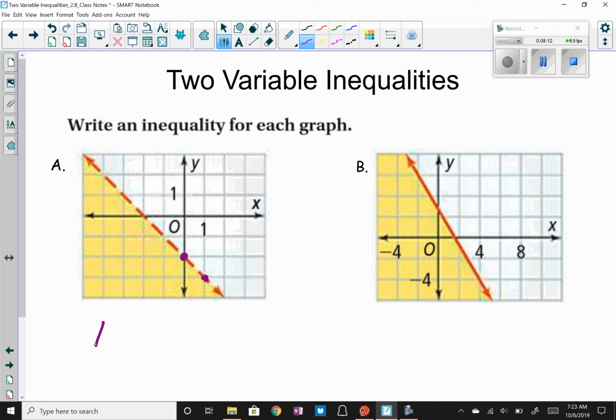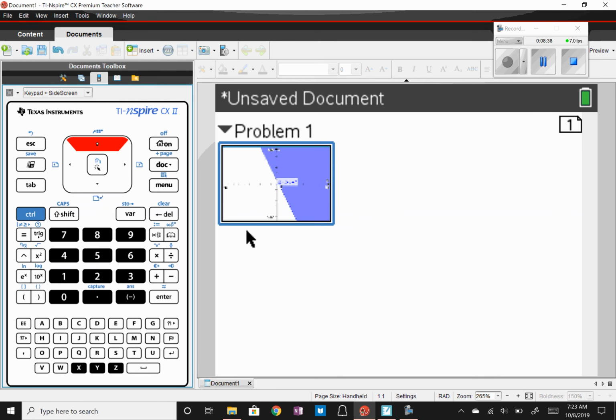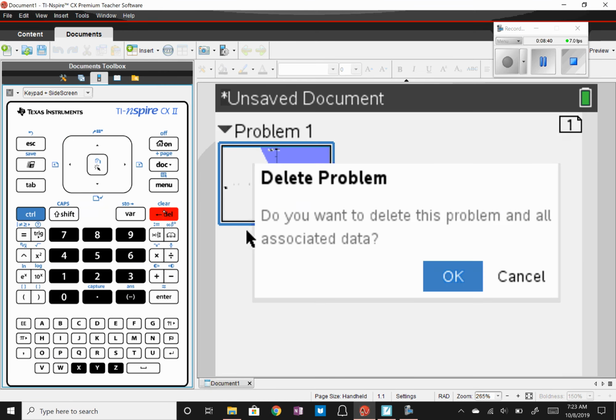So I'm going to have y and -1x. Okay, we just have to figure out where the shading is here and what that means in terms of the inequality symbol. So what you can do is, again, use the calculator to help you figure that out if you have doubts about calculations.